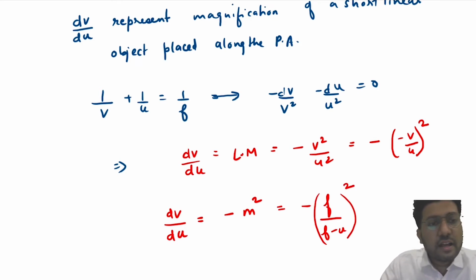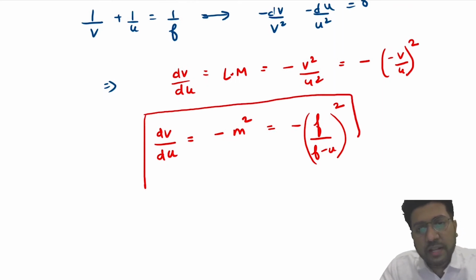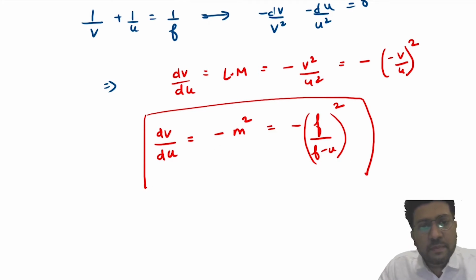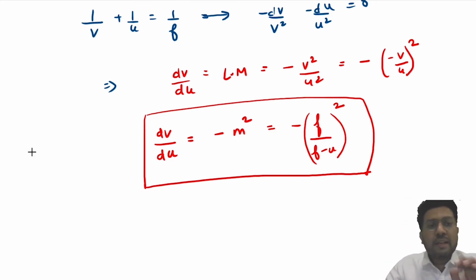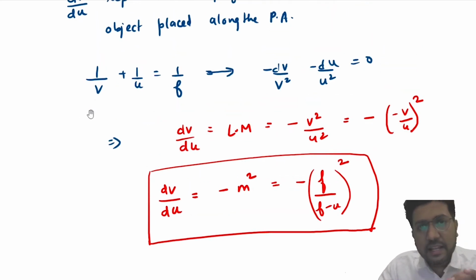So this is the relation of dv by du. This is very, very important, the relation between dv and du. Now mathematically dv and du can be two things. Listen carefully. Mathematically dv and du can be two things.